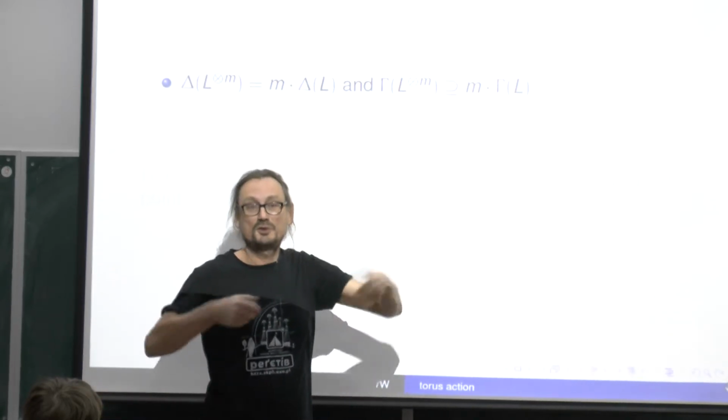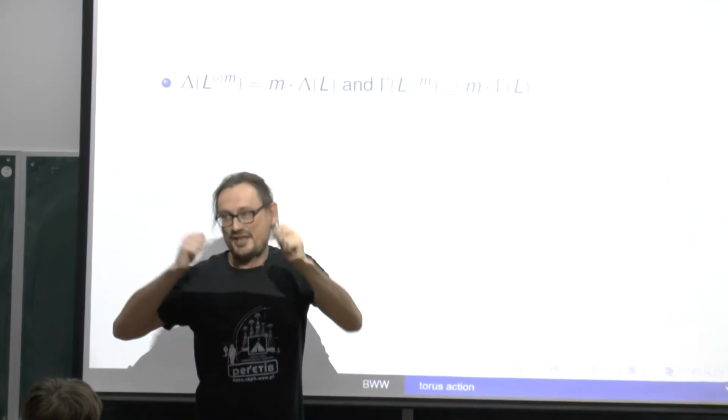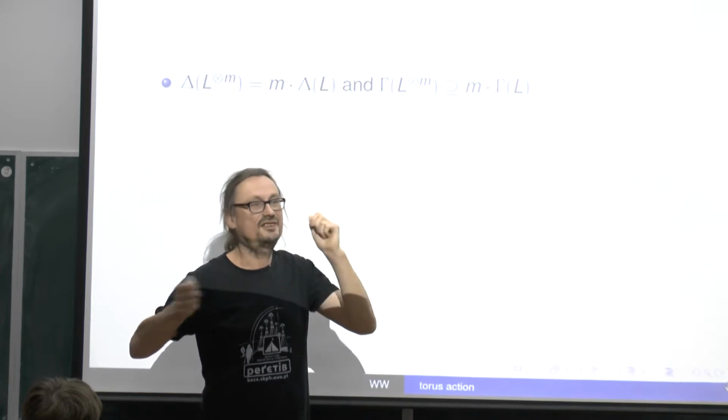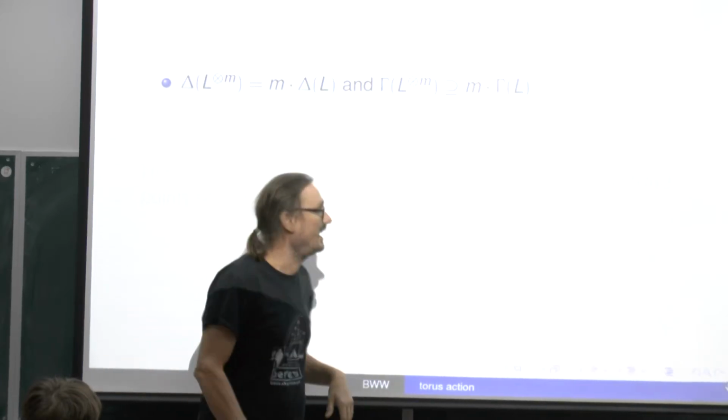On the other hand, this is also obvious. I mean, if you multiply sections, then the eigensections of this action, there will be also eigensections, and the characters will add.